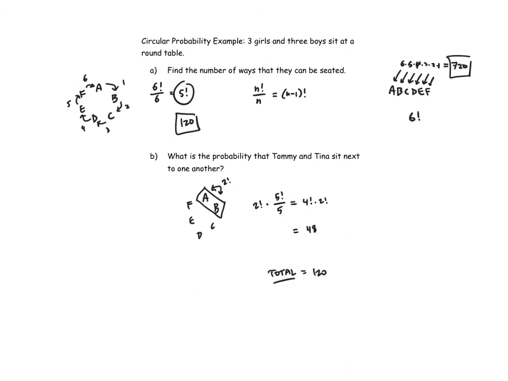Thus, the probability in this case that Tommy and Tina sit next to each other, this is not mathematical notation, but I'm just going to say Tommy and Tina sit next to each other, is 48 over 120, which will reduce, if you're prompted to reduce. What goes into both of those? How about a 12, which would be 4/10, which could reduce to 2/5. So the probability that Tommy and Tina sit next to each other is 40%.